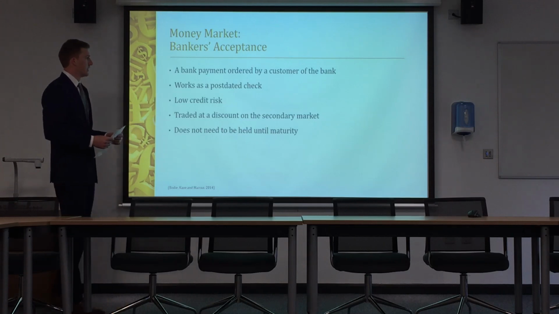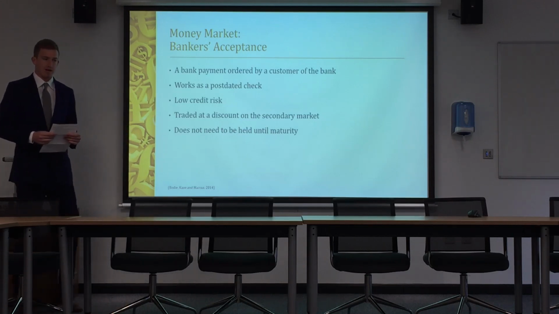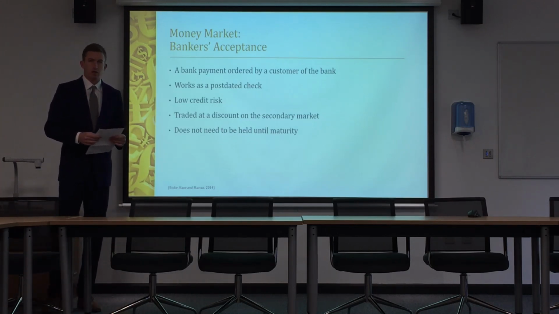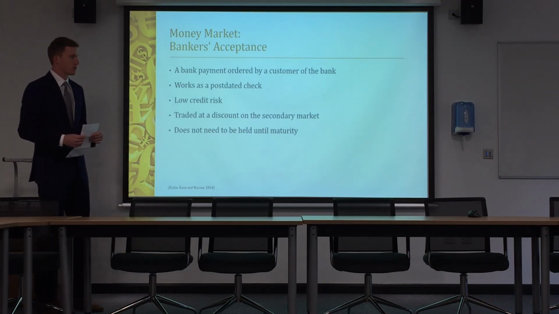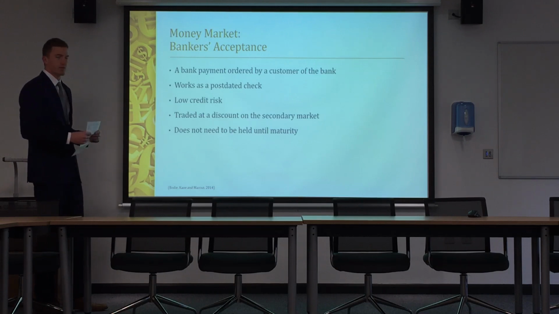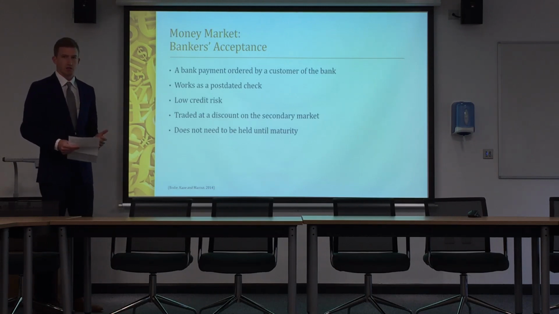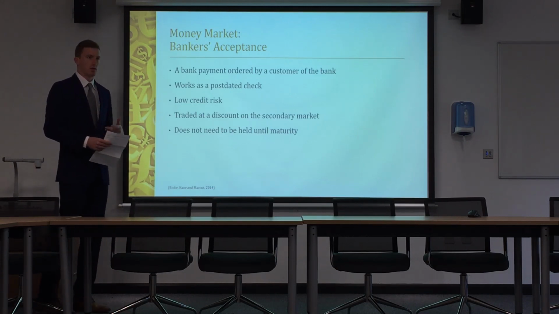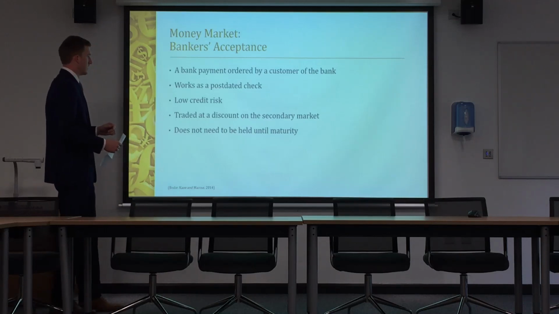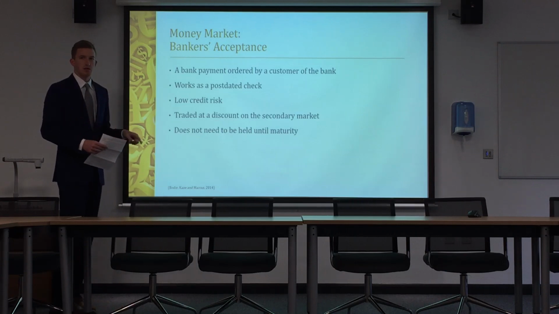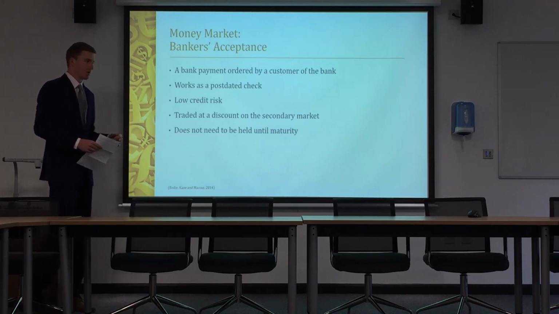Banker's acceptances are bank payments ordered on behalf of a customer. Their maturities are usually less than 6 months, relatively short term. The simplest way to describe these is like a post-dated check. So it's essentially a payment from a bank on behalf of a customer in the future. These are low credit risk as they're guaranteed by the bank, and they can be traded on the secondary market until maturity.